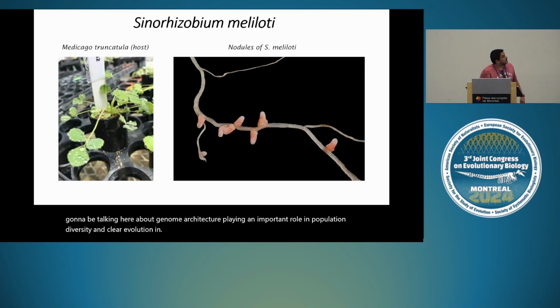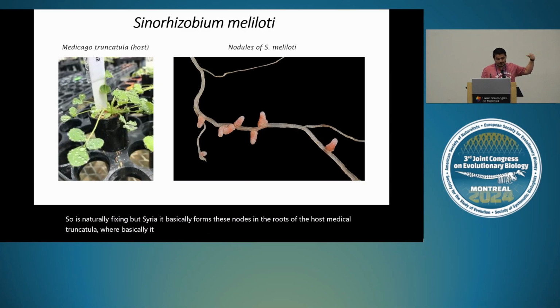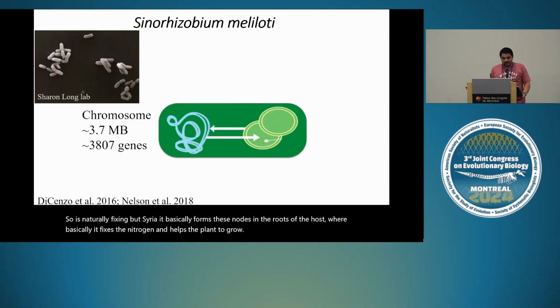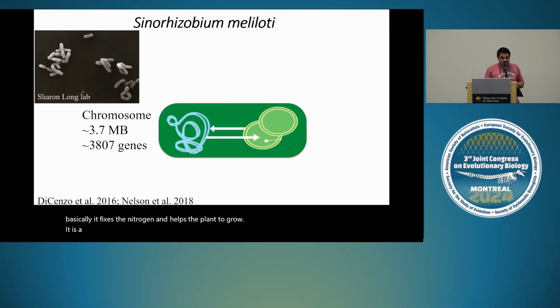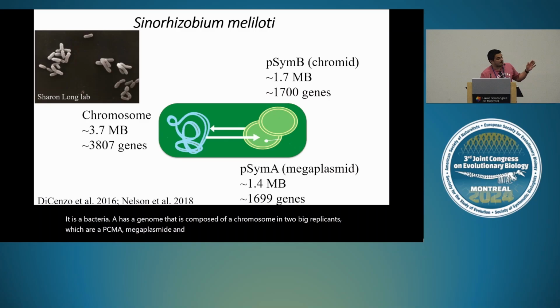So, Sinorhizobium meliloti is a nitrogen-fixing bacteria. It basically forms nodules in the roots of the host, Medicago truncatula, where it fixes the nitrogen and helps the plant to grow. This bacteria has a genome that is composed of a chromosome and 2 big replicons, which are pSymA, a megaplasmid, and also pSymB, a chromid.